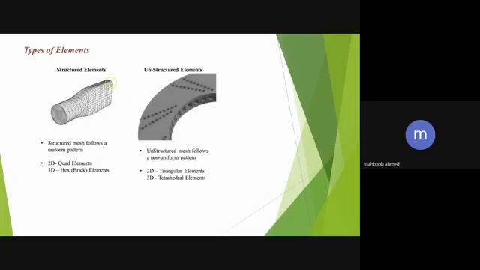Okay, so you can see this geometry that is shown on the left side. It has all the quad and hex elements, and over here you can see it is using all the triangular and tetrahedral elements, and it is your unstructured mesh. So everything has its own importance in meshing.